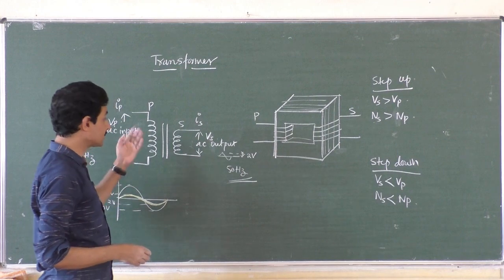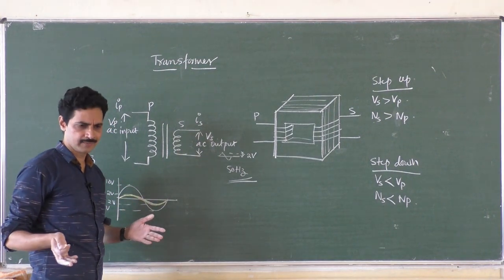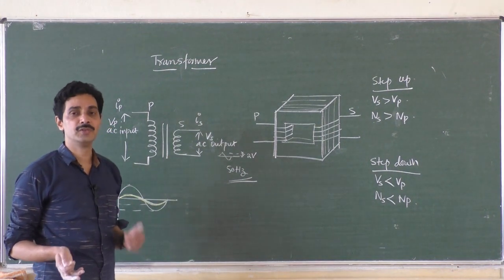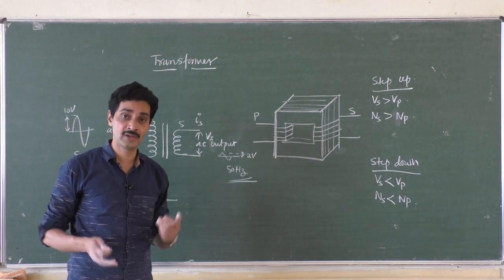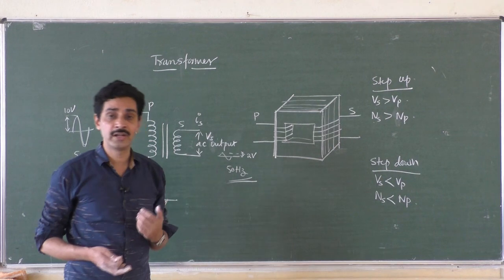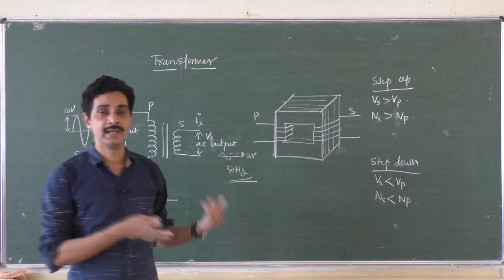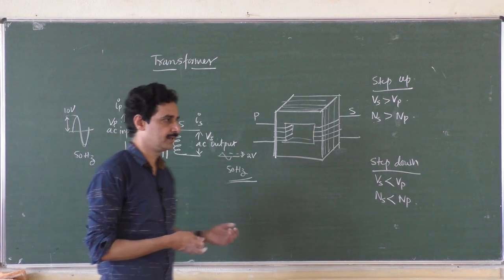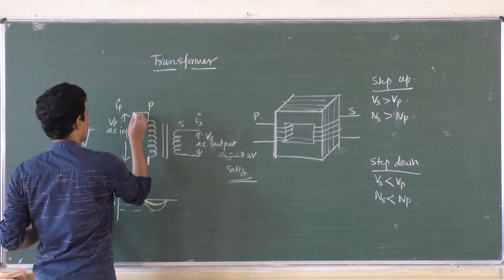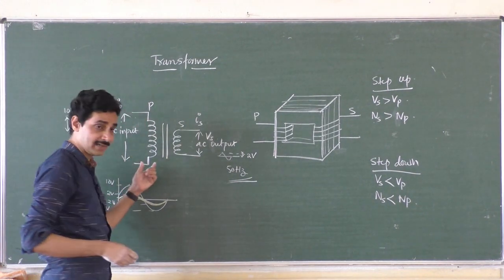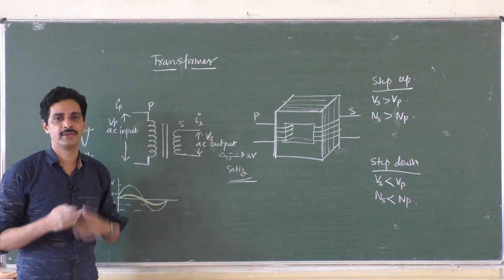Sir, how does current flow? It's a mutual induction process. I already have given the clue. What is mutual induction? You know Faraday's experiment, the coil and coil experiment. The magnetic field of one coil is changed. It induces an EMF in the secondary coil. The same thing happens here. When you pass AC through the primary coil, what type of current is flowing through the primary coil? It is a variable current.